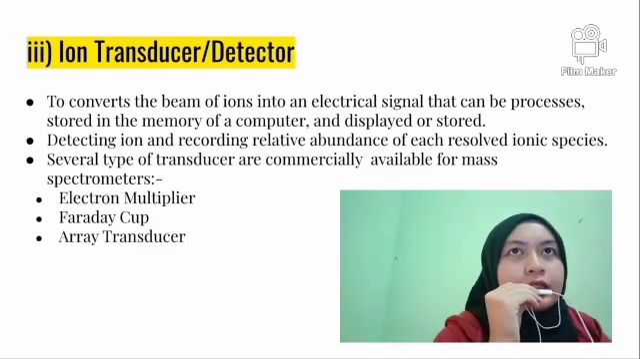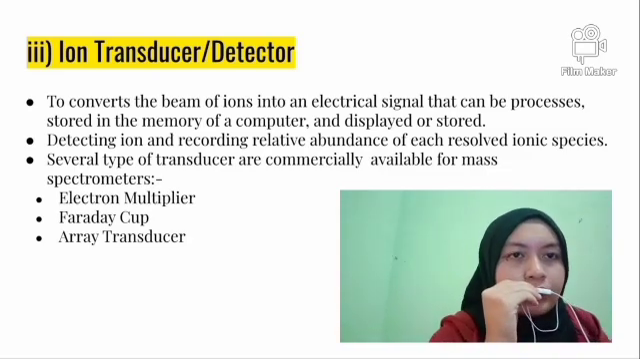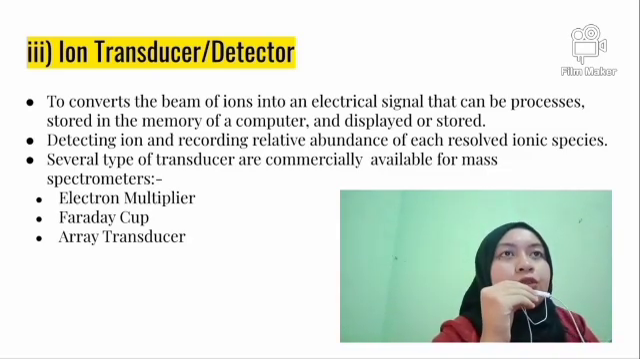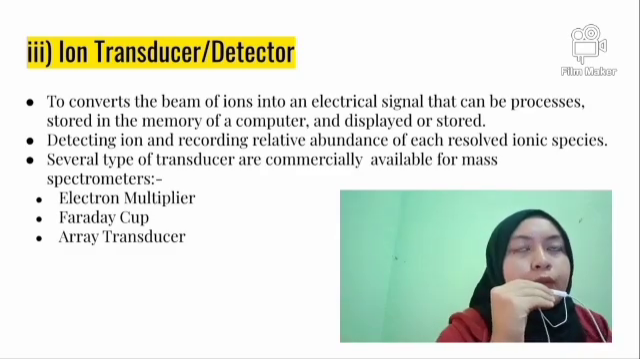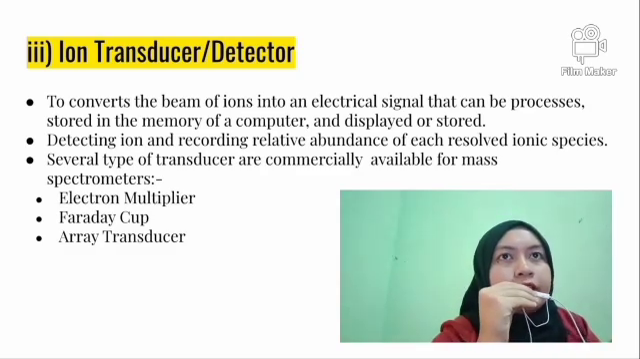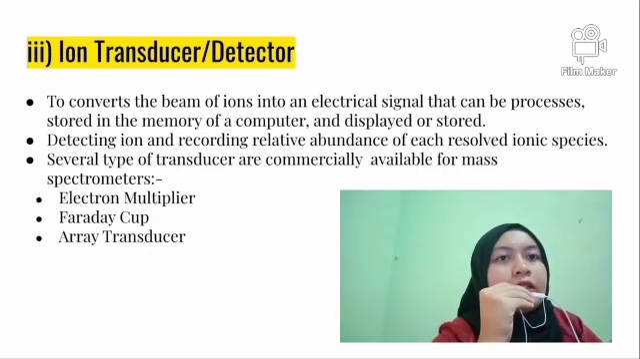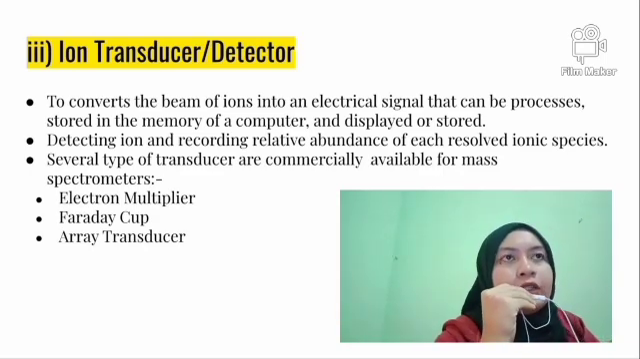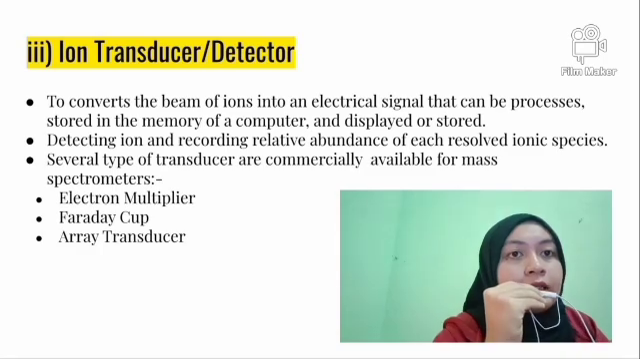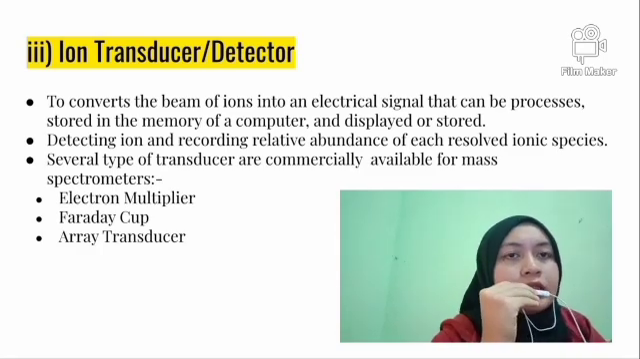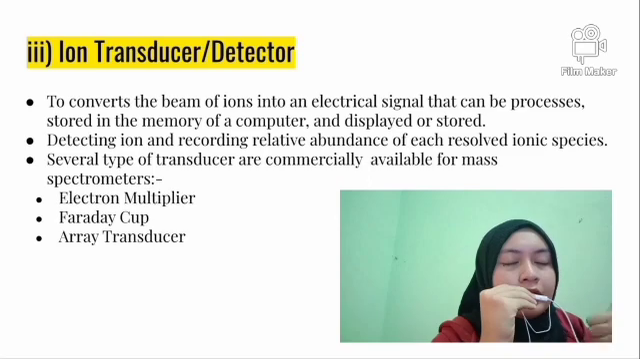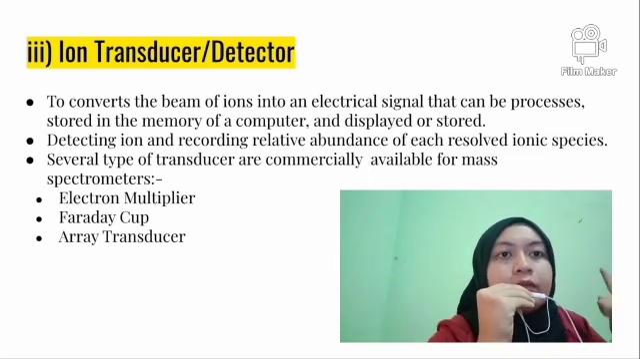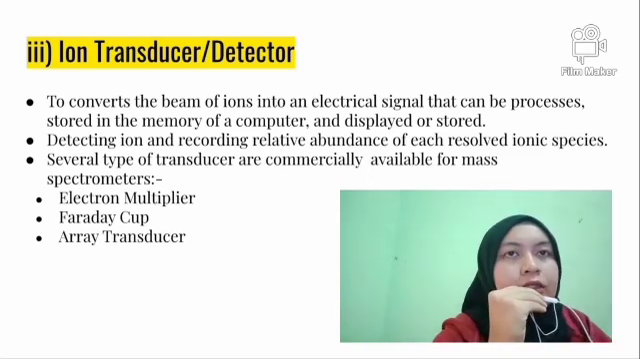Okay, first is the ion transducer, or detector. The function is to convert the beam of ions into an electrical signal that can be processed, stored in the memory of the computer, and displayed or stored. It detects ions and records the relative abundance of each resolved ionic species. There are several types of ion transducer, which are electron multiplier, Faraday cup, and array transducer.